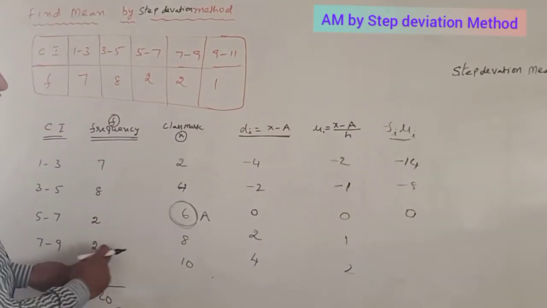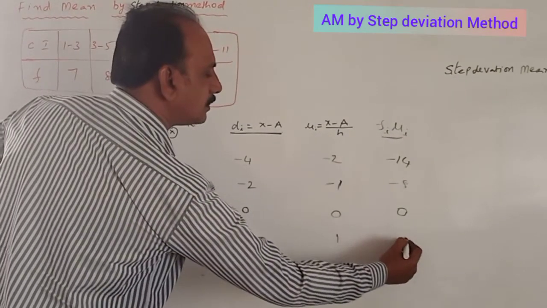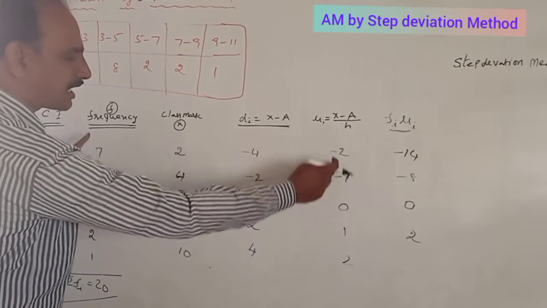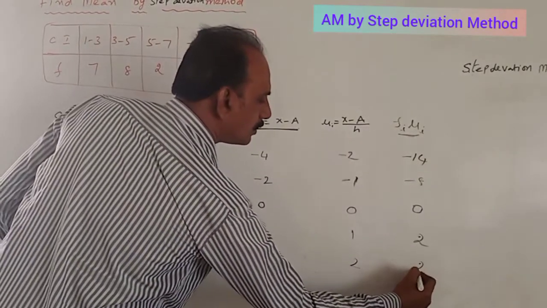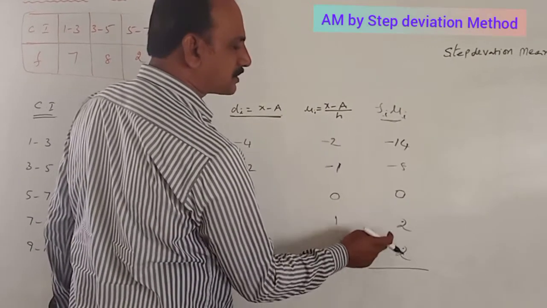Next, 2 into 1 is 2. Multiply the F column and the Uy column. 1 into 2 is 2. So, simplifying, here are some negative values and some positive values.